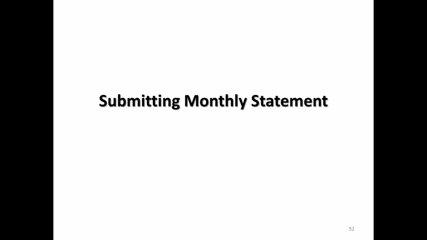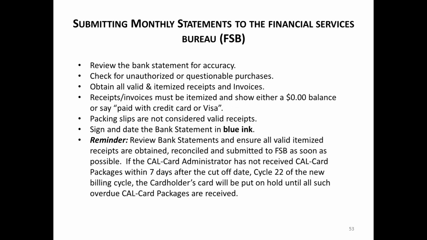Submitting the monthly statement. Remember, when submitting the original documents in the CalCard packages to the Financial Services Bureau Payables Unit, review the statement for accuracy, check for unauthorized or questionable purchases, and obtain all valid and itemized receipts and invoices. Receipts and invoices must be itemized and show either a $0 balance or say paid with credit card or Visa. Packing slips are not considered valid receipts. Sign and date the bank statement in blue ink.